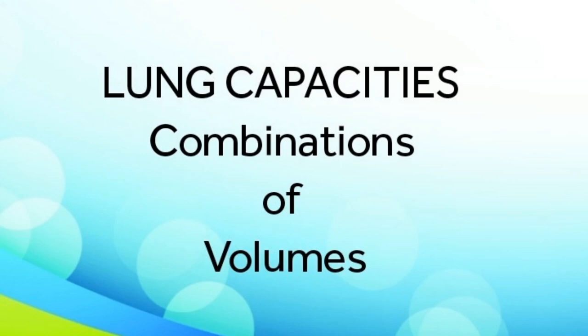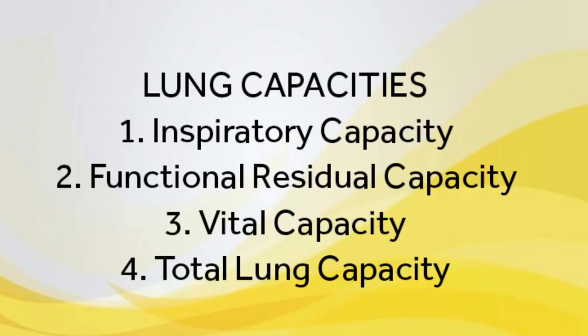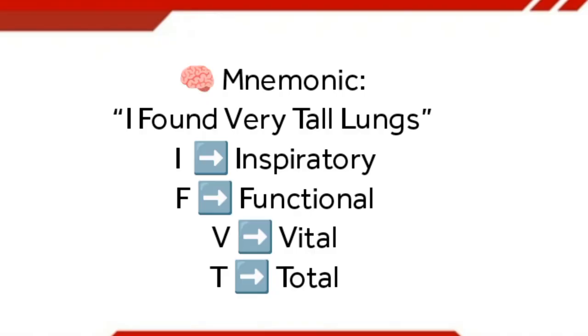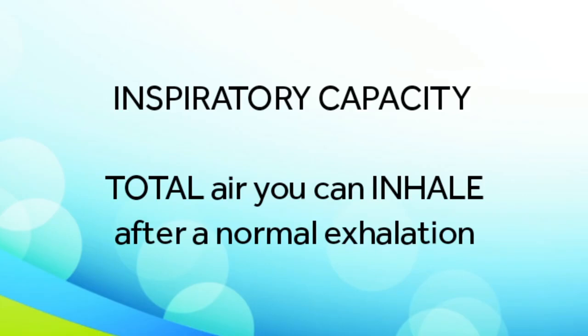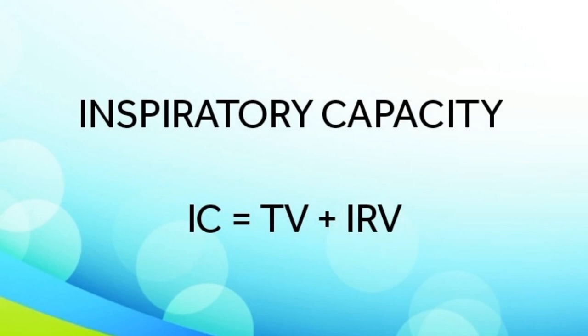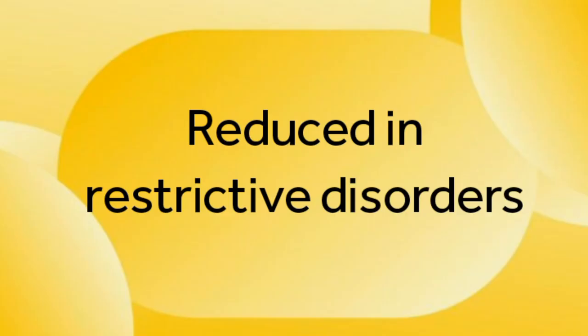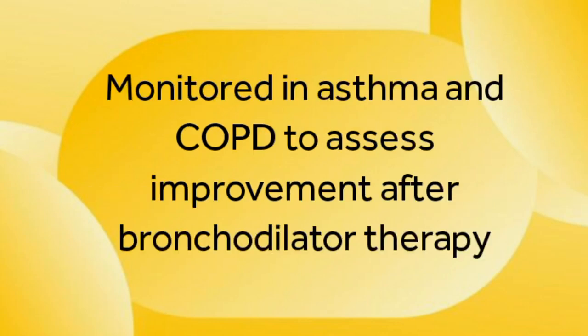Lung capacities are combinations of volumes: inspiratory capacity, functional residual capacity, vital capacity, and total lung capacity. Mnemonic: I found very tall lungs. I stands for inspiratory capacity, the total air you can inhale after a normal expiration. Inspiratory capacity is tidal volume plus inspiratory reserve volume. It is reduced in restrictive disorders. It is monitored in asthma and COPD to assess improvement after bronchodilator therapy.